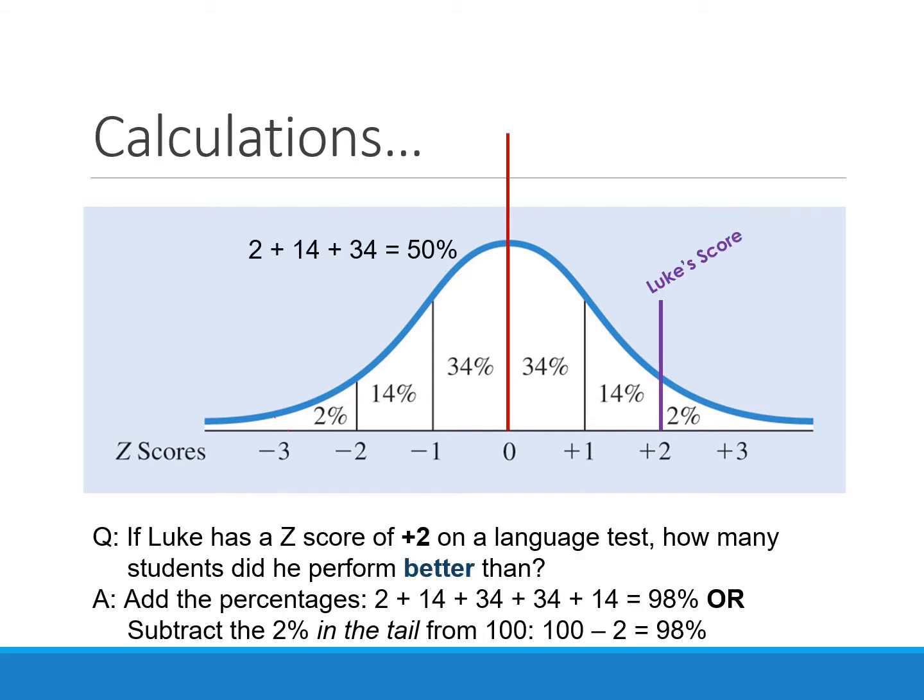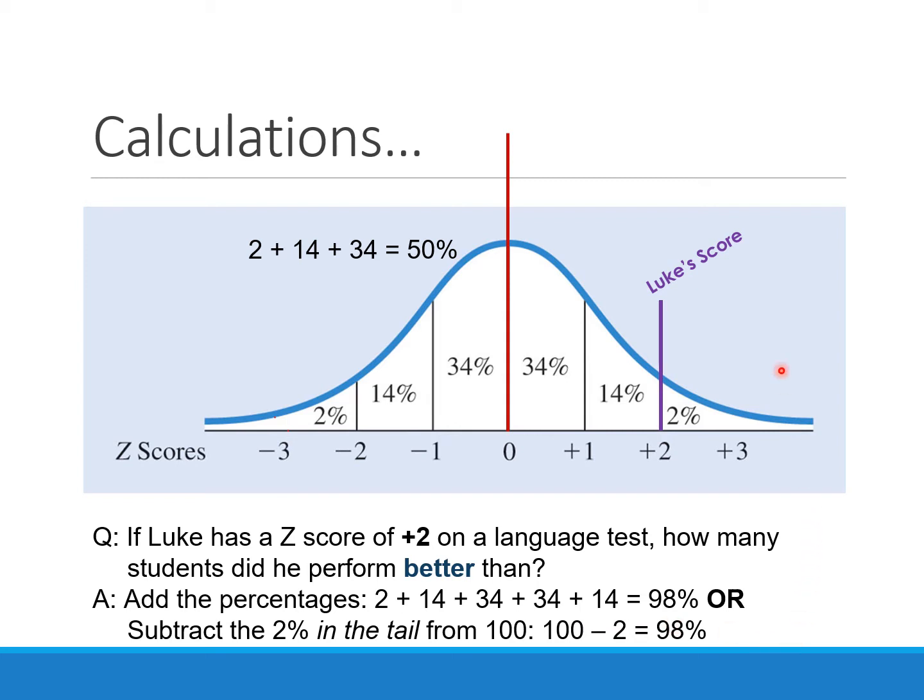So let's talk about a sample calculation. If Luke has a +2 z-score on a language test, how many students did he perform better than? Here we have our mean, right here in the middle, and I've put this red line on the middle, and this gives us our 50% line. 2 + 14 + 34 equals 50%. Now to get to Luke's score at the z-score of 2, we're going to add 34 and 14. So we can add all these percentages up and we get 98%.